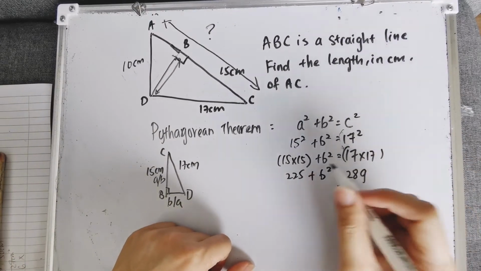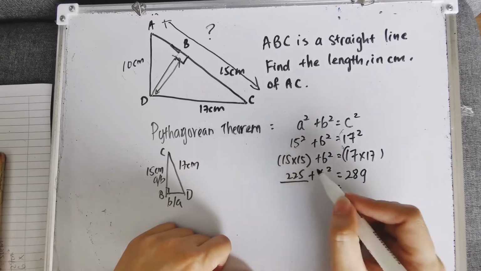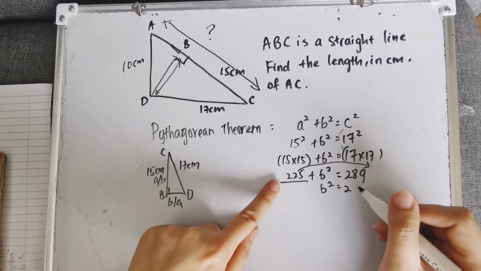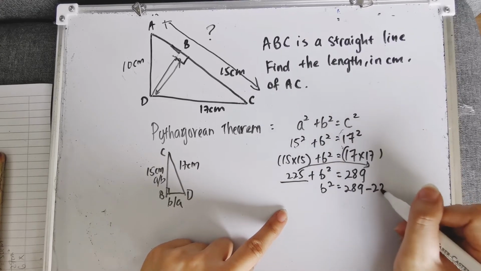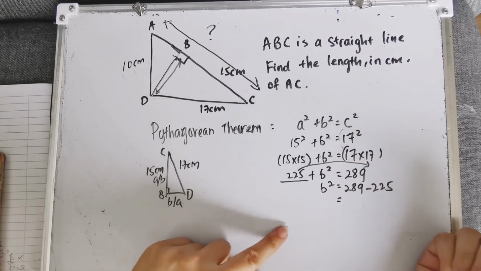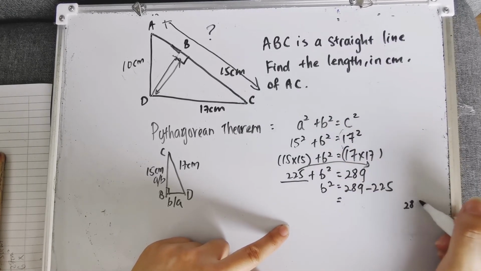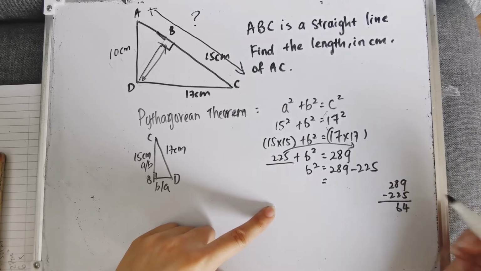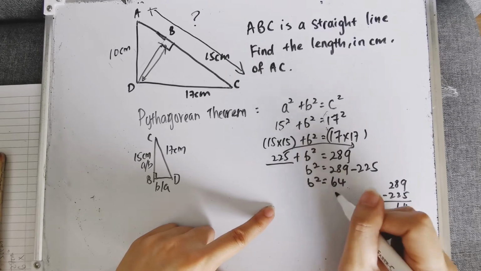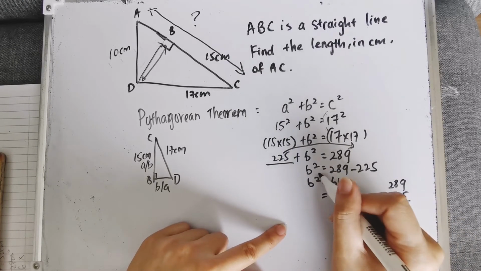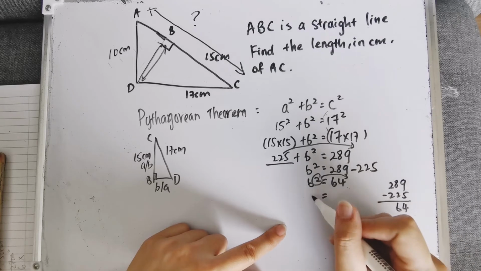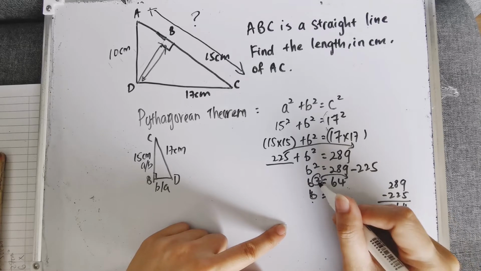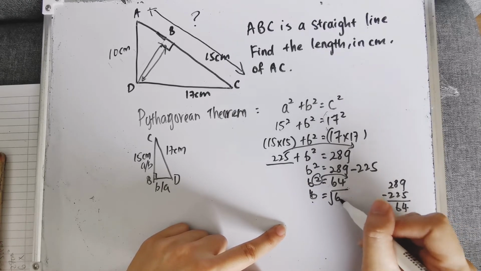Then again, your 225 you have to bring to the opposite side. So this is positive, you have to minus. So 289 minus 225, which is 64. When it comes to here, your power 2 you bring to the opposite side. The b square left with b, the square becomes square root of 64.